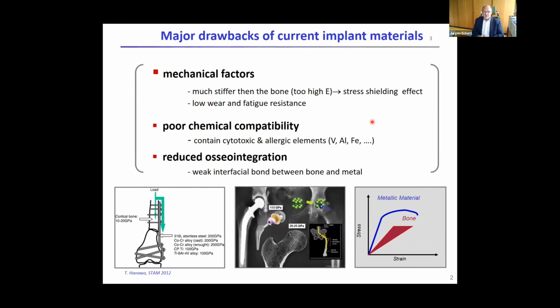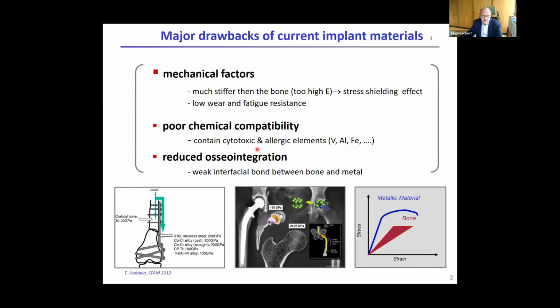The problem is usually that these metallic alloys are much stiffer than human bone. It doesn't matter whether you talk about cortical bone, or perhaps even osteoporotic patients. Nevertheless, these materials are way too stiff. The other problem is, of course, always the issue: are there elements in there like vanadium, like aluminum, that may raise some kind of allergies, or maybe at least should be treated with a certain caution?